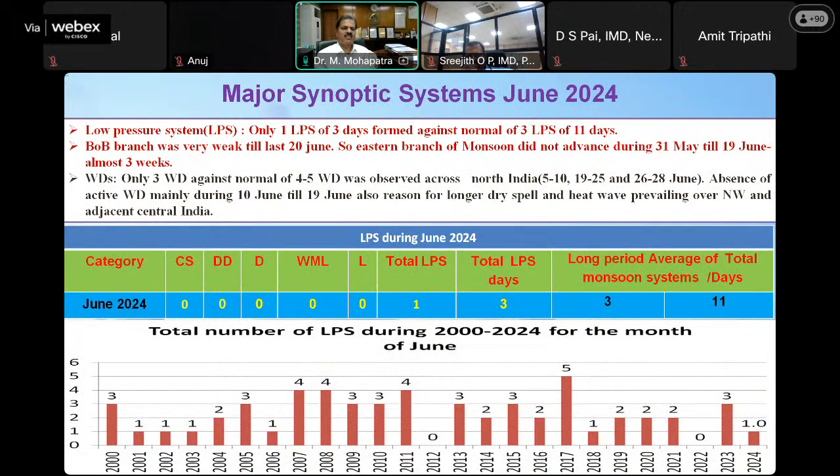Now, these are the major synoptic systems. I was just talking about low pressure systems. So this is the statistics for June 2024. Only 1 low pressure system was there, and for 3 days, that is 28, 29, and 30th, it occurred. But normally we get 3 low pressure systems and 11 days. So by that measure, it was subdued. If I look at different years, from 2001 onwards, you will find that it was quite significantly less compared to the other years.